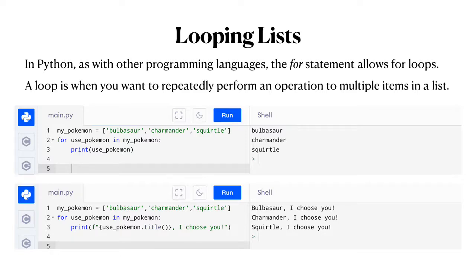In Python, as with other programming languages, the for statement allows for loops. What is a loop? A loop is when you want to repeatedly perform an operation to multiple items on a list.